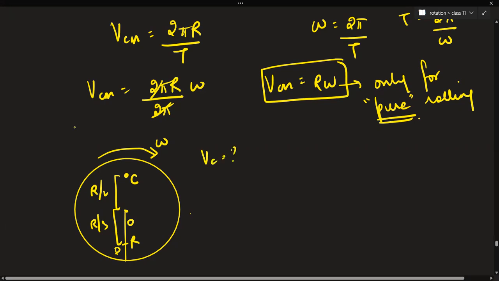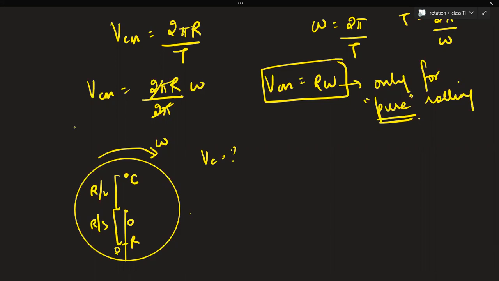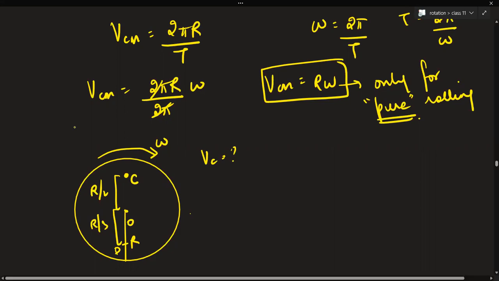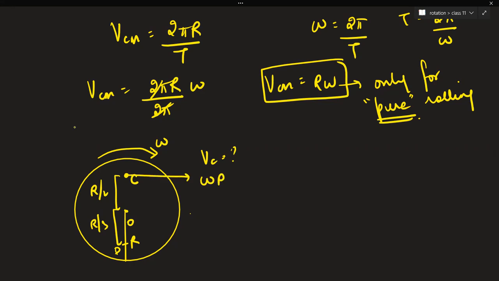So how will you calculate? The method remains the same, class. You know this is a case of pure rolling, so omega R is there. It means the velocity at this point will be omega R, with radius R by 2. Here, the velocity will be omega R by 3. Here at this point, this will be omega R by 3.